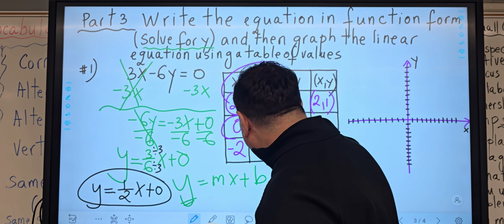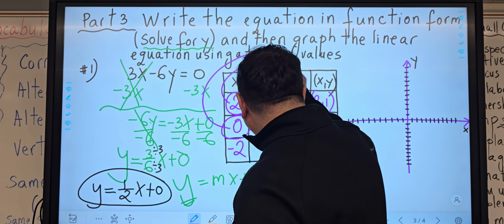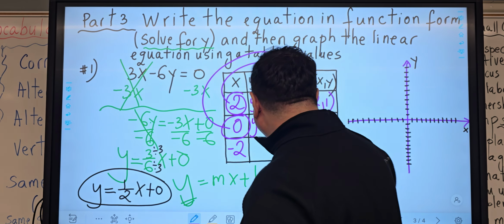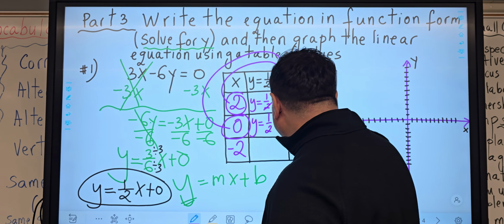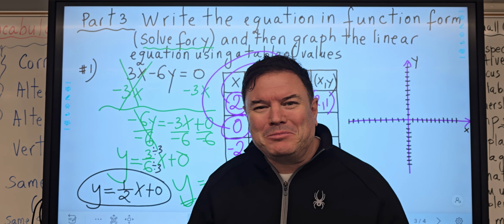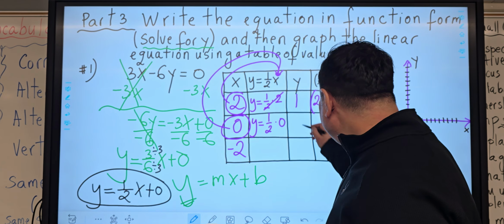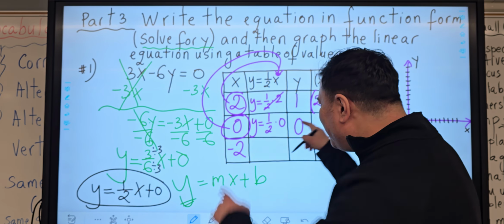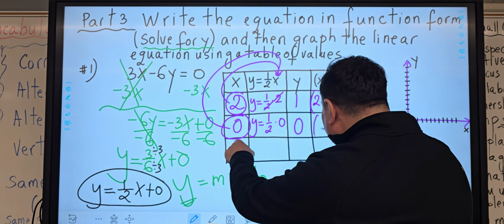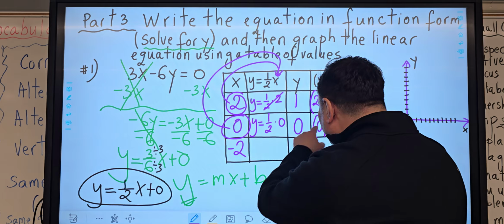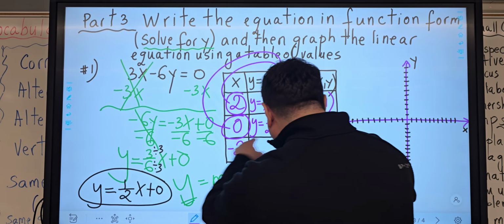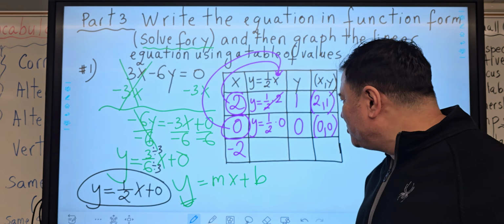Now let's plug in the 0. We plug 0 for x, and we have y equals 1 over 2 times 0. Anything times 0 is 0, of course. So this is 0. And again, like I told you, this is 0, 0. So it's going to go through the origin. The y-intercept is going to go through the origin right there.